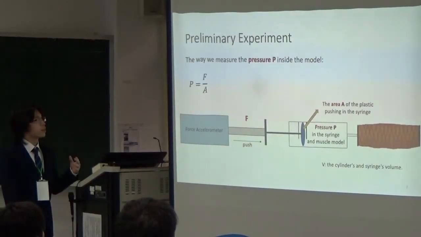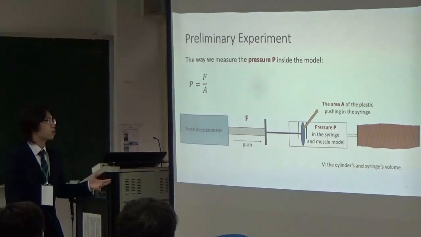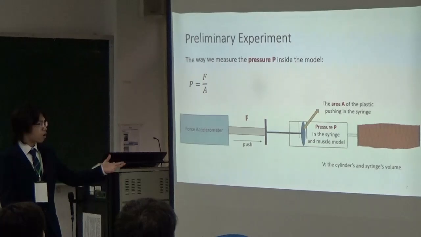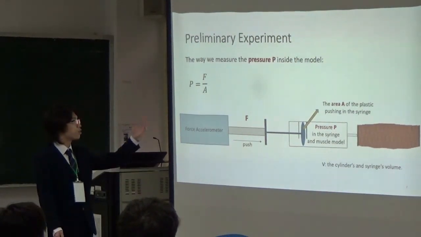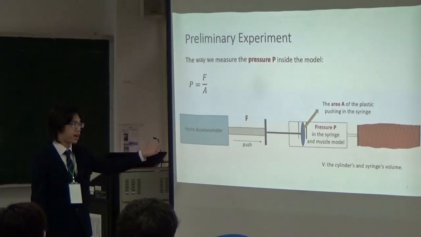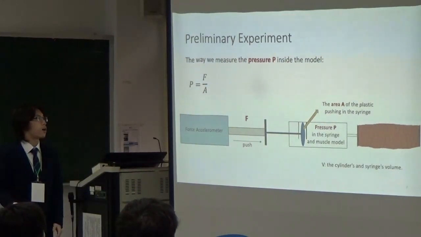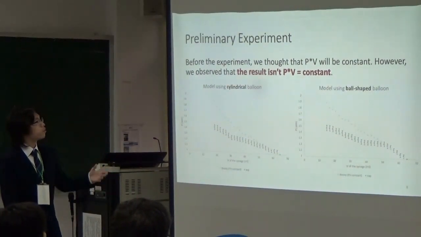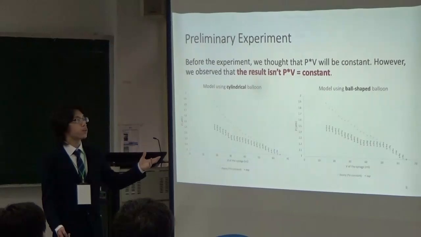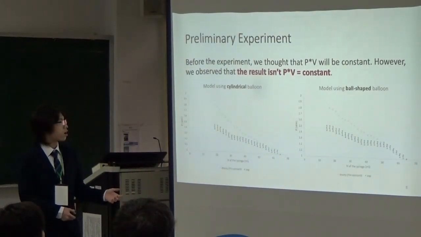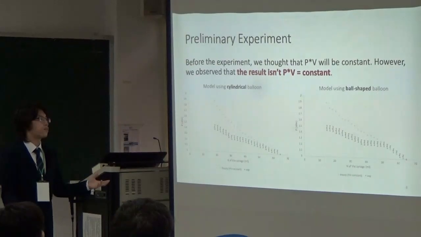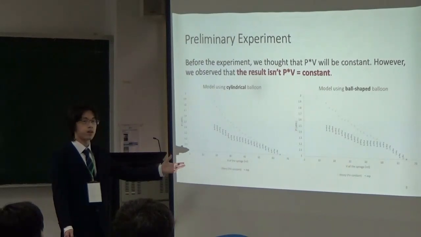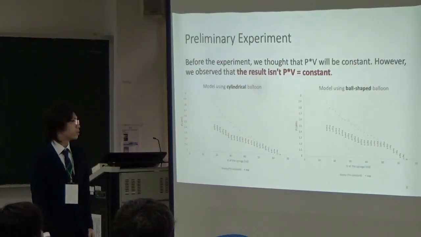So we have done a preliminary experiment first because we want to know the pressure inside the syringe in our muscle model. So we use a force accelerometer to push the syringe, and as we know, the pressure equals the force divided by area A, so we can know the pressure inside our model. So these are the graphs of our preliminary experiment. Before the experiment, we thought that PV will be constant, which made up our theoretical line. But we observed that the result isn't PV equals constant. And so using this graph, we can know the pressure inside our model.